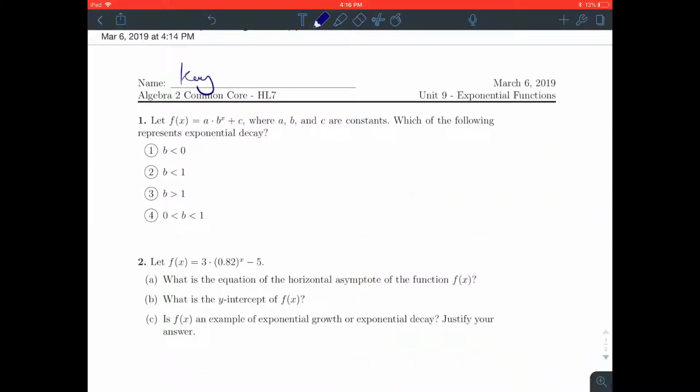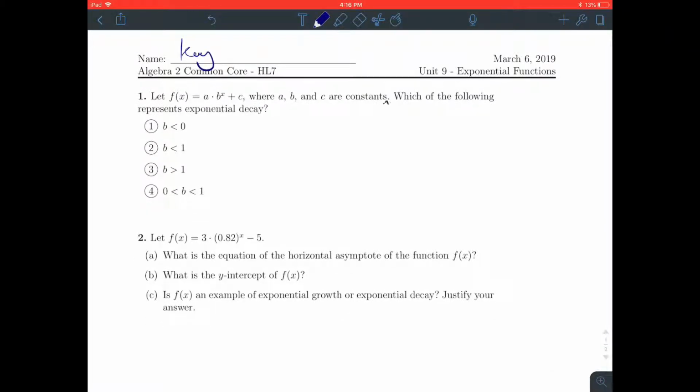Let f of x equal a times b to the x power plus c, where a, b, and c are constants. In addition to this, in class we added the extra restriction that a is greater than 0. We're going to keep that. Which of the following results in exponential decay?